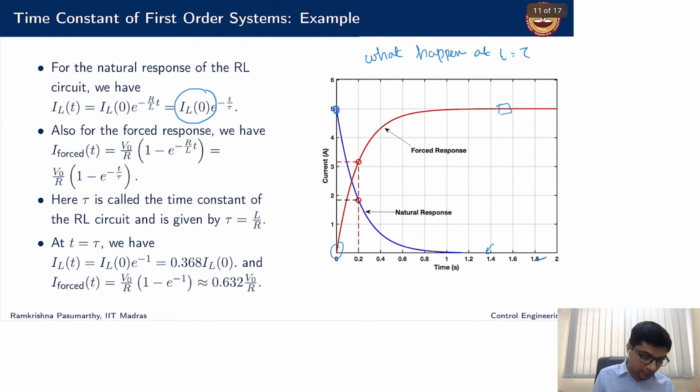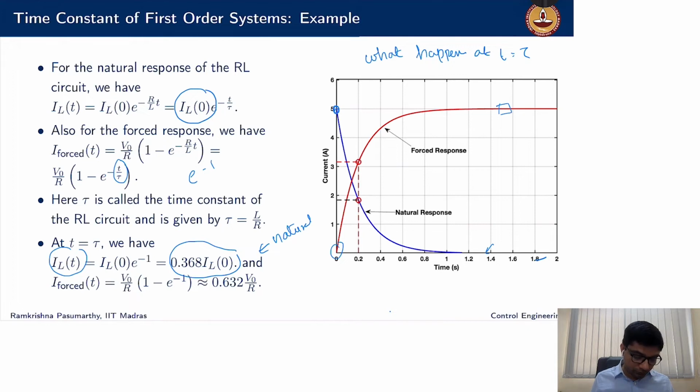I just take this number when t equal to tau. I'm looking at the e to the power minus 1, and the value at t equal to tau just becomes 0.368 times the initial value. But this is for the natural response, like here. Similarly, in the forced response, again with t equal to tau, I get to 63% of my steady state value. That is these numbers here and these numbers here respectively.